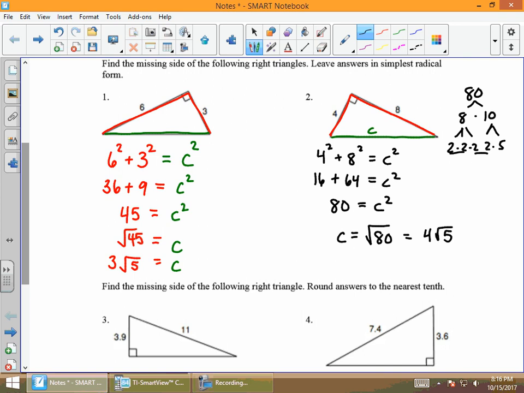Again, that little thing up there, that's just how I simplify radicals quickly. And if you want to see that, please just ask me. I would love to share it with you.